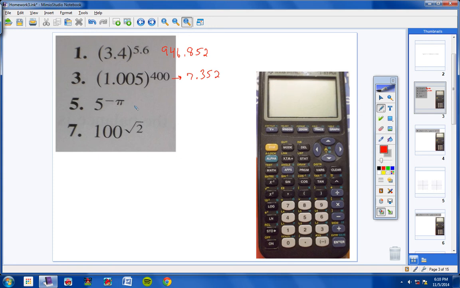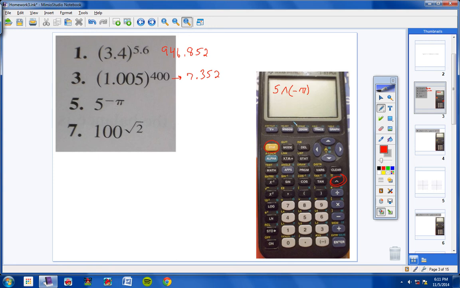Okay, moving on to number 5. Now be really careful on number 5. You want to type the base in first. So 5, then your arrow button. And then because it's negative pi, I would use parentheses. Negative, and then pi. Now if you don't know where pi is, look carefully. It's right here, right above the arrow button. So you'd want to hit shift or second key, whatever you want to call it, and then the arrow key, and pi will pop up. So hit 5, then arrow, then parentheses, then a negative sign, then second, and then arrow, and pi will pop up, and then close the parentheses.